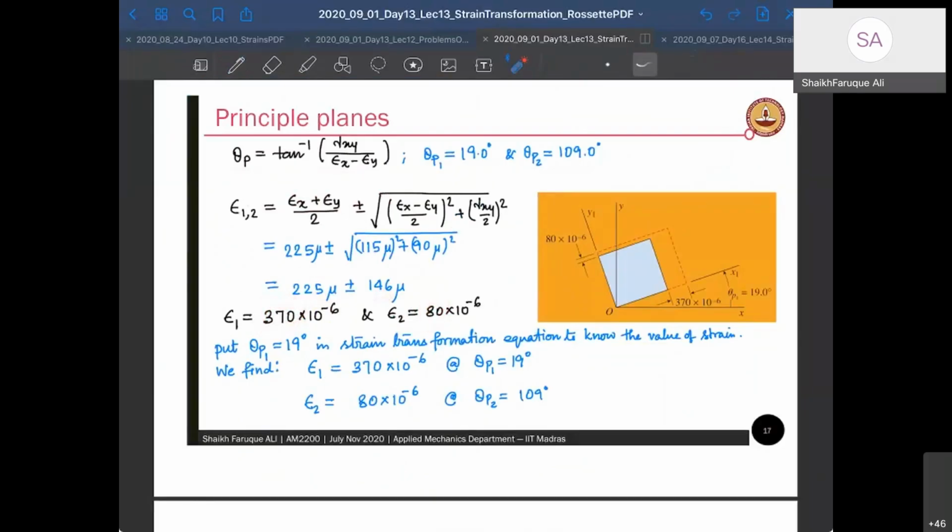Okay, clear? So maximum and minimum occur at a 90-degree difference of angle, if you remember the Mohr circle. So this is my 370 and that's my 80. Both are positive, so both are going to be elongations on both sides. There is no shear strain in the maximum principal planes, right? Therefore, I don't have to rotate it. I just have to draw lines parallel to your x1 and y1 planes. So this is your deformed element. All right, clear?